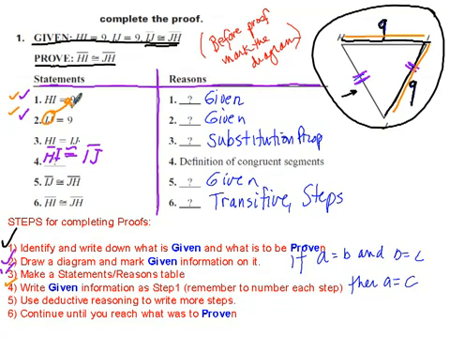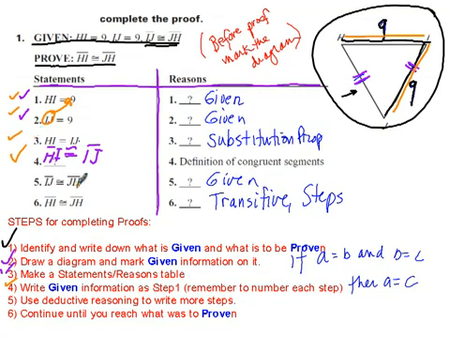And then we move on to the next step here and we say segment HI is congruent to segment IJ by the definition of congruent segments. They have the same length. That one's pretty straightforward. Moving on to the next property, we have segment IJ is congruent to JH.